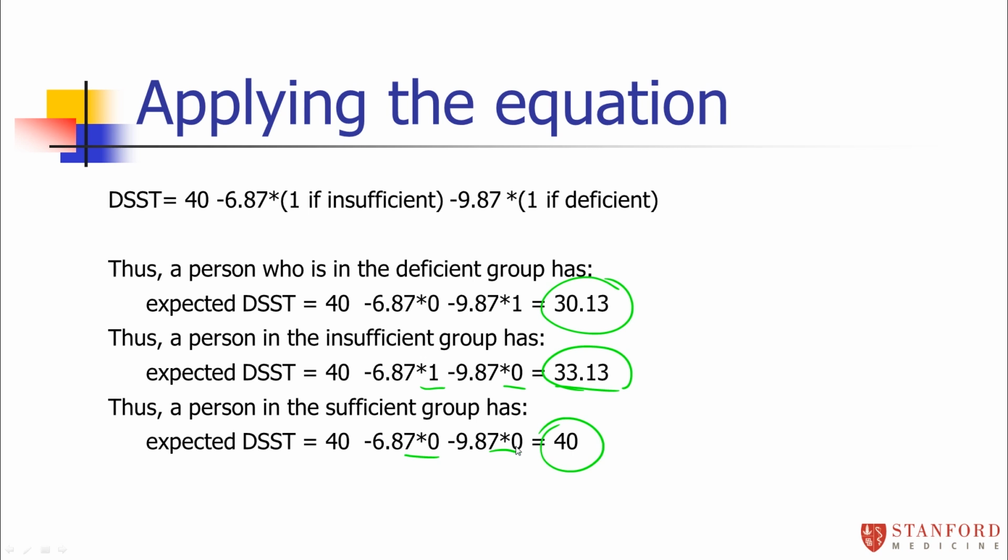So it's just spitting back out the means. It doesn't seem all that profound. It doesn't seem all that useful. But the reason it's going to be useful is because we might want to adjust for other variables.